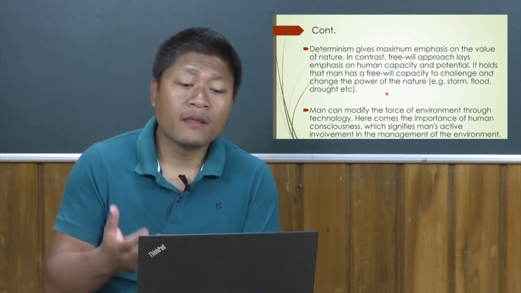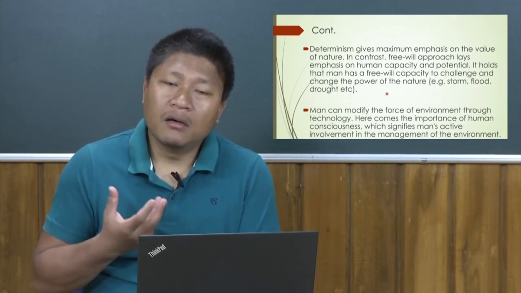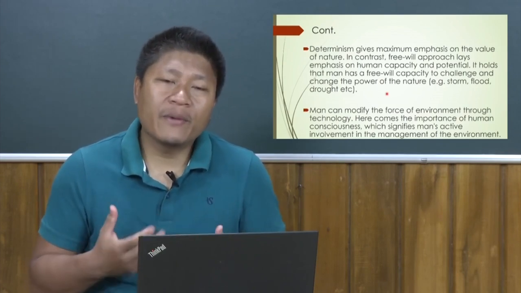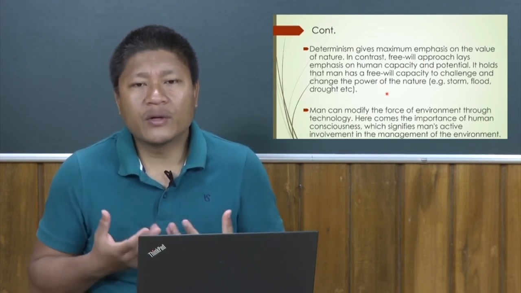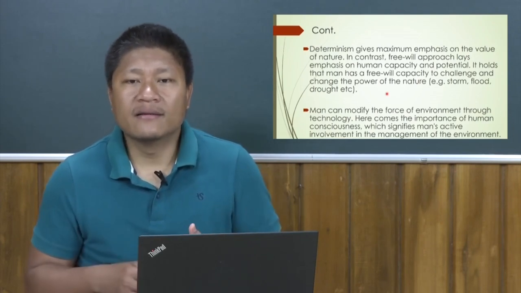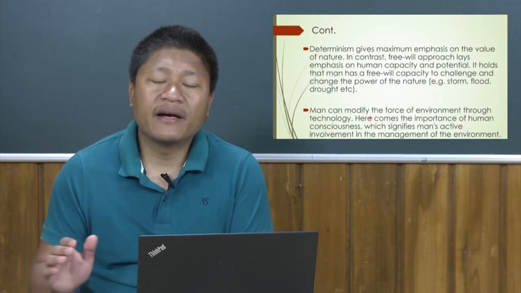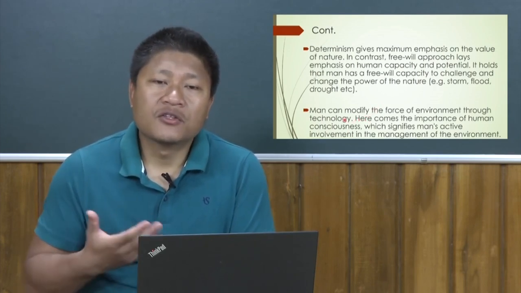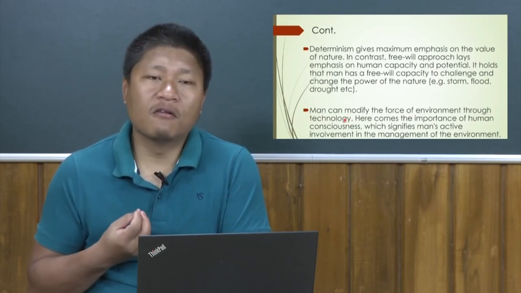Now, the question is, can humans control nature? There are some debates which have been going on. Now, how humans come up with different ideas to cope with or rather encounter the power of nature, that is, the natural disasters. Now, the second question is, can humans also modify this force of environment through technology? Is technology sort of an answer to encounter these changes of nature?